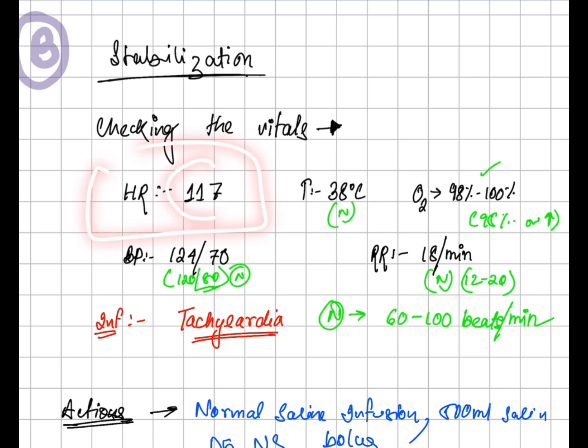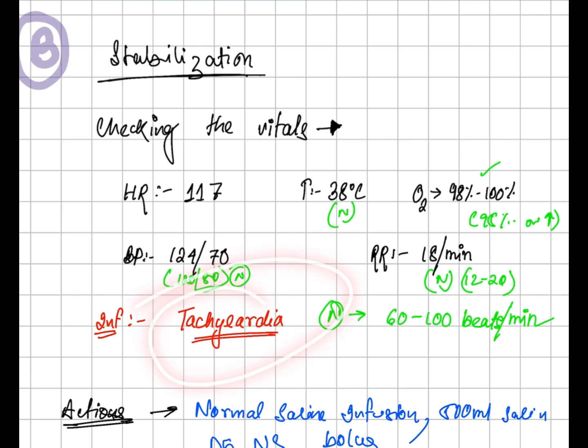The heart rate is 117, but in normal cases it must be 60 to 100 beats per minute. So the patient has a slight tachycardia. Okay, now we have checked the vitals, but what will be the action? The main action will be to decrease the heart rate, to bring it to normal before we can start any treatment.